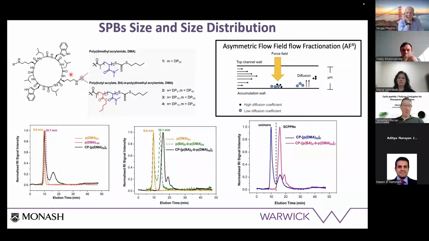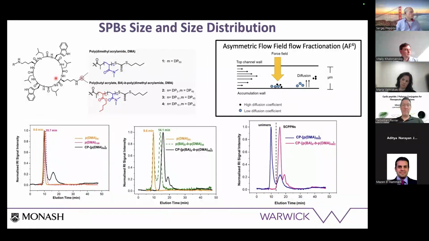So here is a first example, and as you can see, we're using dimethylacrylamide as our graft, as a polymeric chain attached to the cyclic peptide. And we're also using a RAFT-made polydimethylacrylamide as a control. So we've got here a DP50, and that's just a linear chain, and we see that this is going to come after about 10 minutes elution time, or exactly 9.5 minutes.